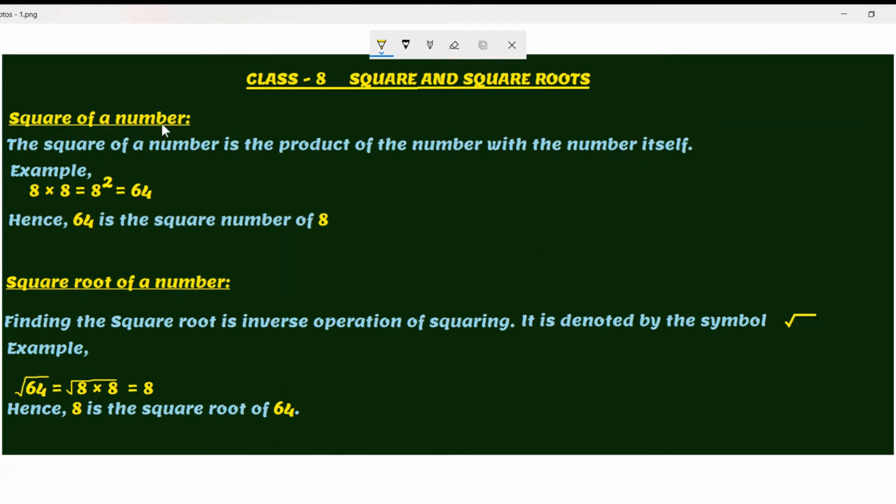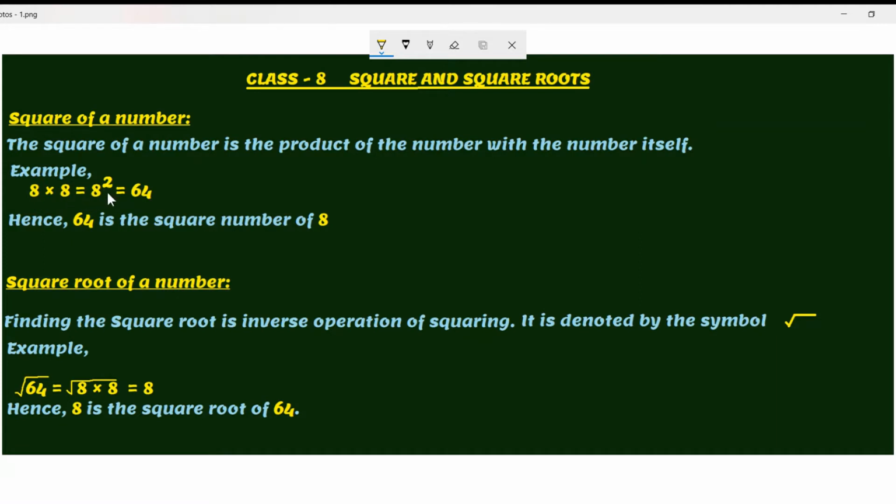Square of a number. The square of a number is the product of the number with the number itself. For example, if we want to find the square of any number, we need to write that number and multiply it with itself. Then we will get the square of the number. Here I am going to find the square of 8. So I have written 8 multiplied by 8, which is equivalent to 8 square.